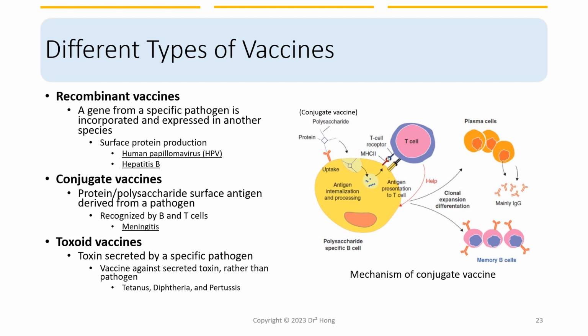Then we have toxoid vaccines. Now, toxoid vaccines are a modified version of a toxin that is usually secreted by a bacterium, and the vaccine is against secreted toxins rather than against the specific pathogen. Examples are tetanus, diphtheria, and pertussis.